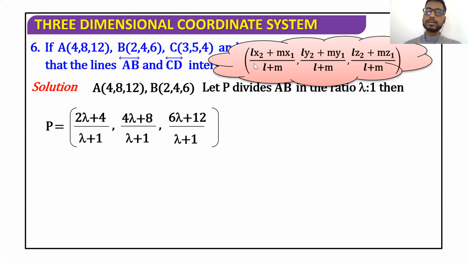Therefore, I can say that my point P is nothing but this. How did I get my point P? By simply applying my internal division formula, (l x2 + m x1) upon (l + m). Instead of l, I have lambda. Instead of x2, I have 2. Instead of m, I have 1. And instead of x1, I have 4. So I get my x coordinate as (2 lambda + 4) upon (lambda + 1).